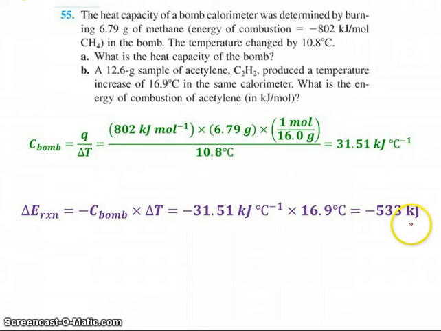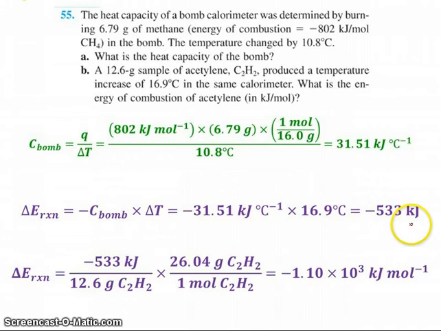But that's not how they want to see it. They don't want to know it just for this reaction. They want to know it in kilojoules per mole of acetylene. So I've got to do some work. I know those 533 kilojoules came from 12.6 grams of acetylene. So now I need to do a quick mole conversion. 1 mole of acetylene is worth 26.04 grams. And that shows me that this reaction releases negative 1.1 times 10 to the third kilojoules per mole. I'm sorry, releases positive 1.1, or if I'm just going to write it, I'm going to say it's negative 1.1, or negative 1100 kilojoules per mole. And that is how you handle calorimetry.